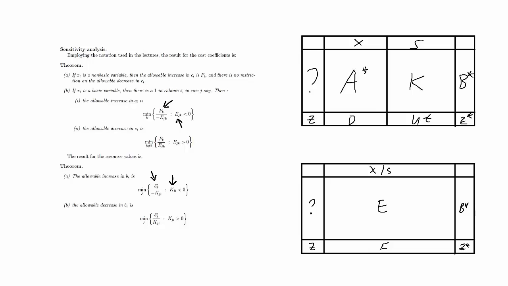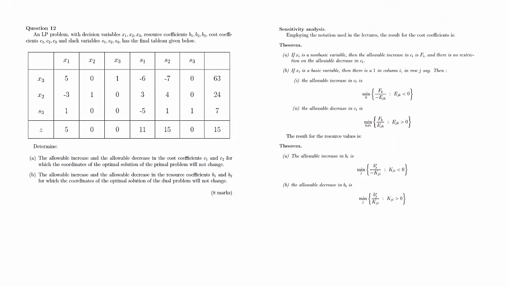I'm going to show you where each value comes from when I use them, rather than explain the table on the right here in full. Let's apply this information to the question. In part A, we're asked to find the allowable increase and allowable decrease for some cost coefficients, so that the coordinates of the optimal solution don't change. For cost coefficients, this is covered by the first part of the theorem.